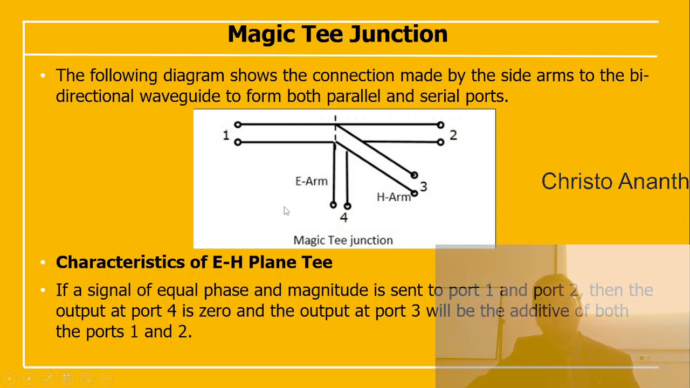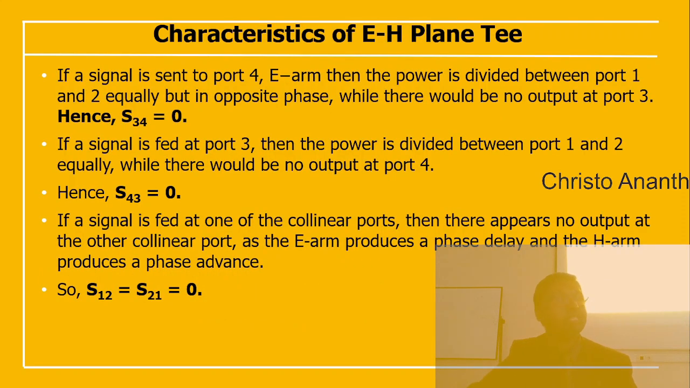If a signal of equal phase and magnitude is sent to port 1 and port 2, then the output at port 4 would be 0 and the output at port 3 will be the sum of port 1 and port 2. If the signal is sent to port 4, the E arm, power is divided between 1 and 2 but in opposite phase, and there will be no output at port 3. So S34 is equal to 0.